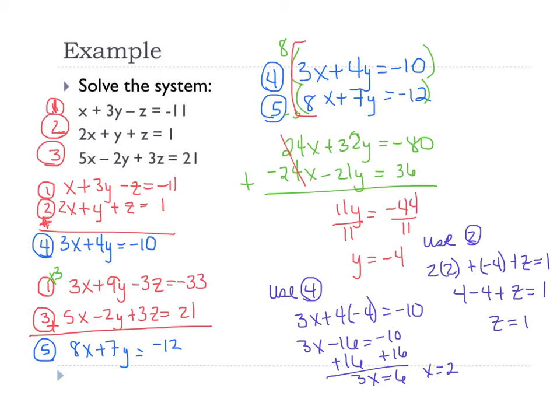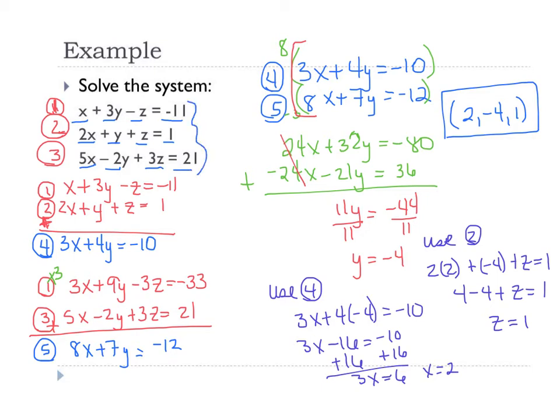Okay, your answer here is going to be an ordered triple. So my answer, this would be x, y, and z. Okay, and you can check it. It should check in all 3 of these. So you should take the time and go 2 minus 12 would be -10, minus 1 more would be -11. 4 minus 4 is 0, plus 1 is 1. 10 plus 8 is 18. Plus 3 is 21. Check it.